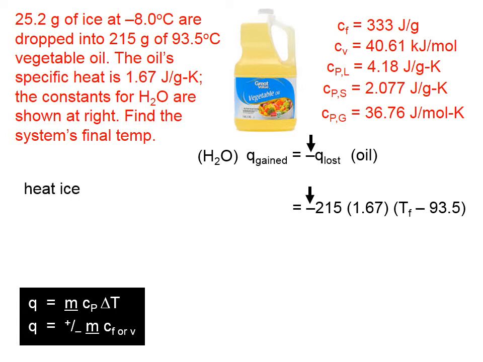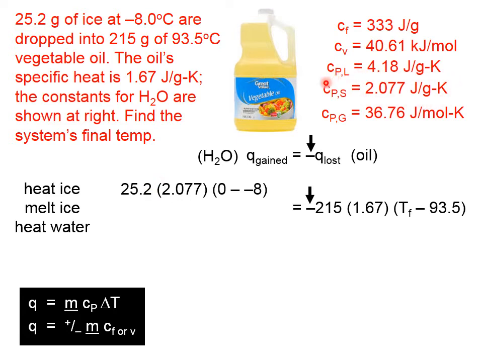What about on the water side? We first will need to heat the ice, and then we'll need to melt it, and then most likely we're going to have to heat the water up somewhat to reach the final temperature, which of course will agree with that of the oil. To heat the ice, we're going to use the delta T form of the equation. There's the mass of the water. There's the specific heat of ice, which we picked from the constants here in the upper right. And then the final temperature after heating ice is of course just going to be 0. 0 minus T initial, which is negative 8.